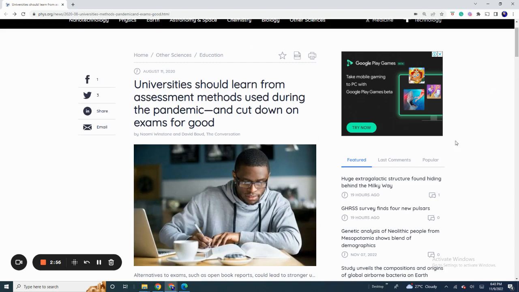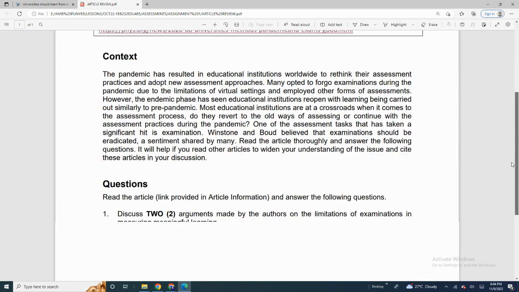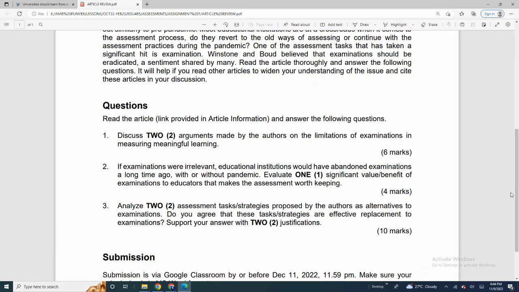All right. And then do additional reading. Read other articles that shed light on the same issue so that you have a wider understanding, which will help you a lot in answering the questions pertaining to this review. Okay, so after you've done that, then answer these three questions. We are going to go through these questions very briefly, one by one.